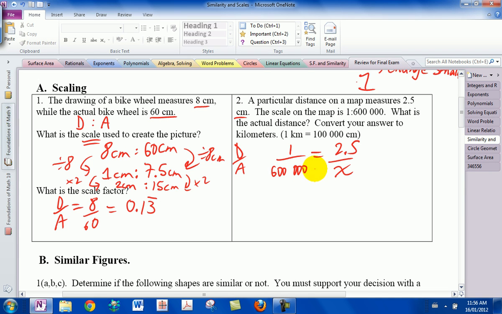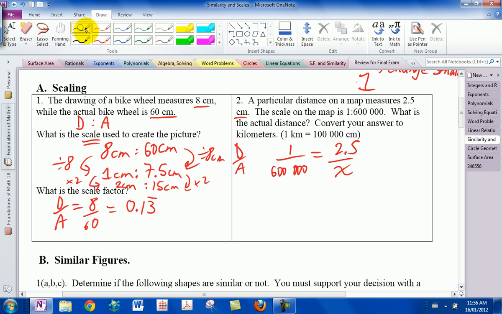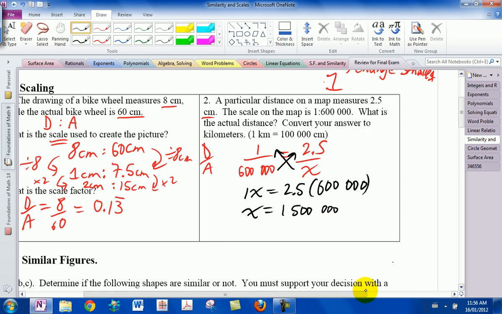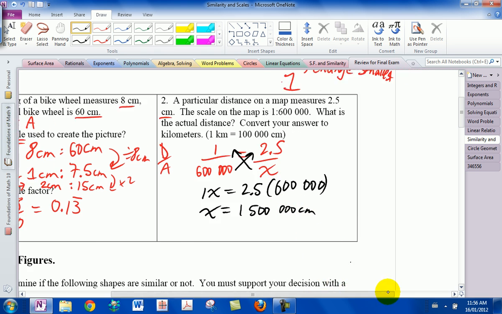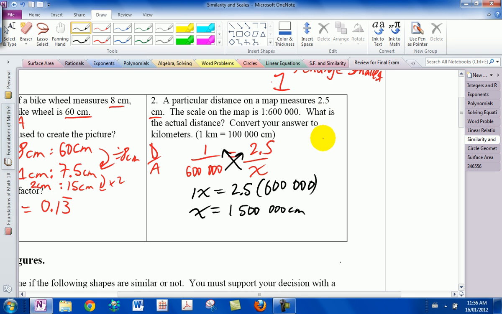Good. Cross multiply. So do the opposite of divide. You can get 1 times x equals 2.5 times 600,000. And so you get x equals 2.5 times 600,000, which is 1,500,000. And that's centimeters. So now you have to convert. So we have 1 kilometer represents 100,000 centimeters.